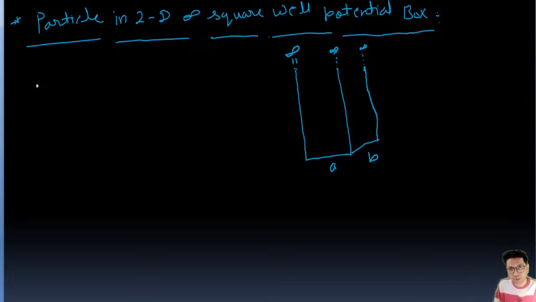And the potential is defined like V of x y equal to 0 when x is between 0 to a and y is between 0 to a.